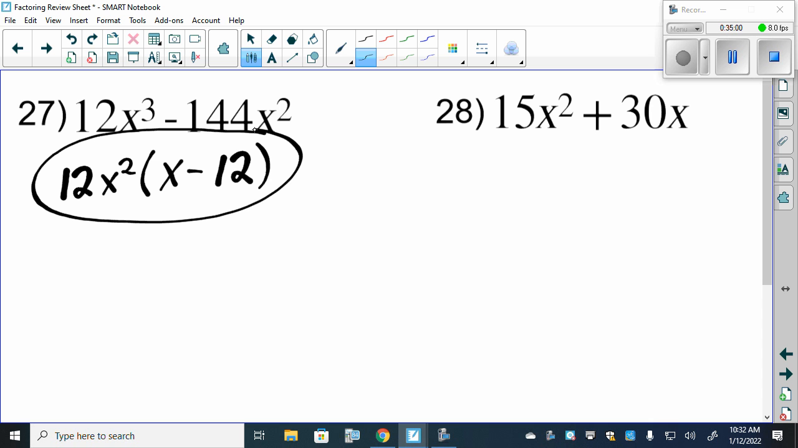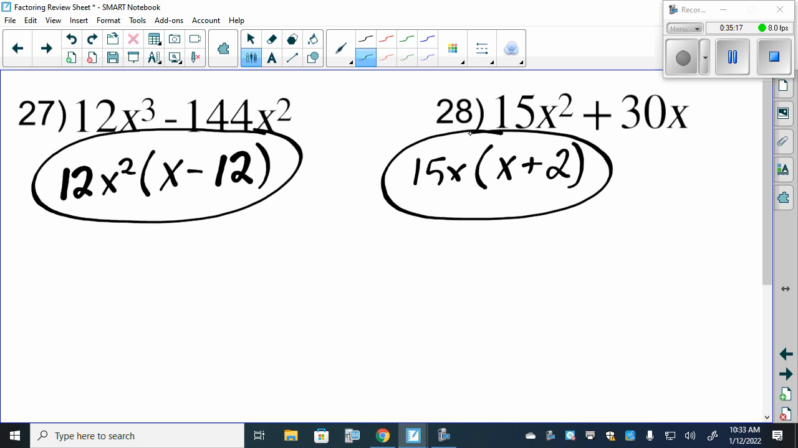And I mean, we can do the same thing with the other one. Because we can factor a 15x out of both, which would leave us with x plus 2, which would be it. Any questions on these here?